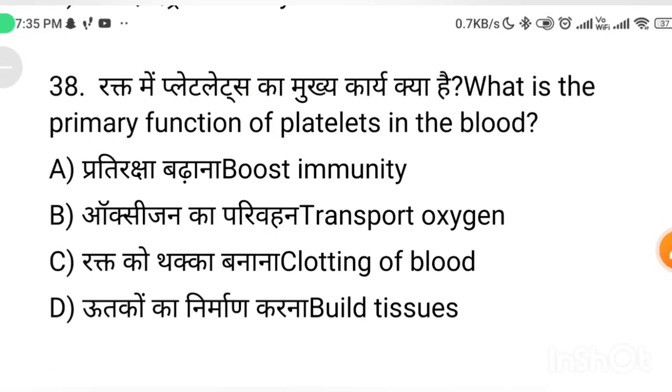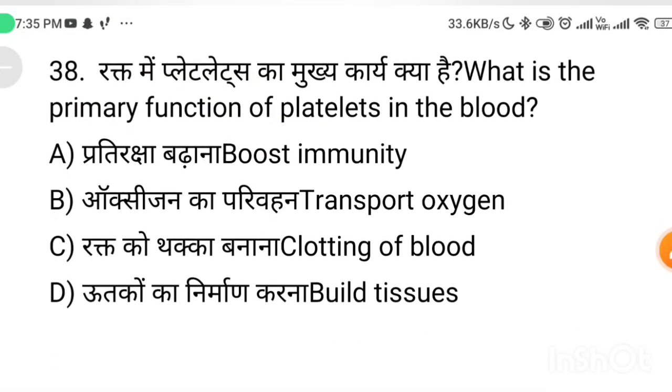Next question. What is the primary function of platelets in blood? Option A, boost immunity. Option B, transport oxygen. Option C, clotting of blood. Option D, build tissue. Correct answer is option C, clotting of blood.